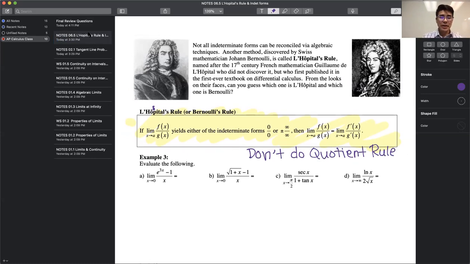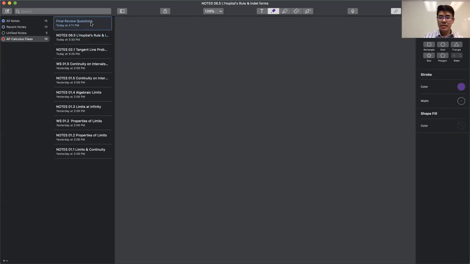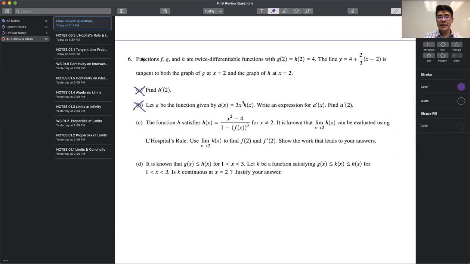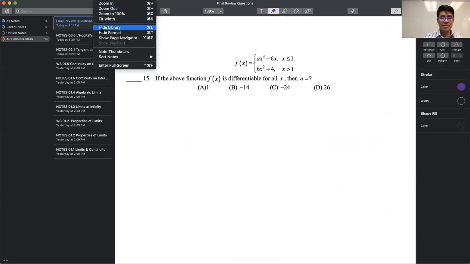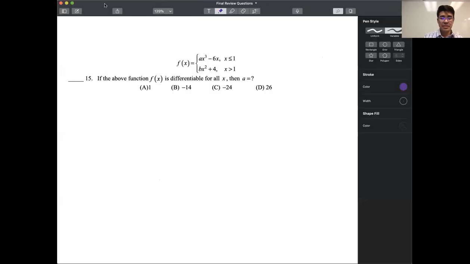And so what I have is a couple of review questions that are high likelihood questions on the test. So we have this question: if the function is differentiable for all x, then what does a equal? So I'll give you a few minutes to ponder this.